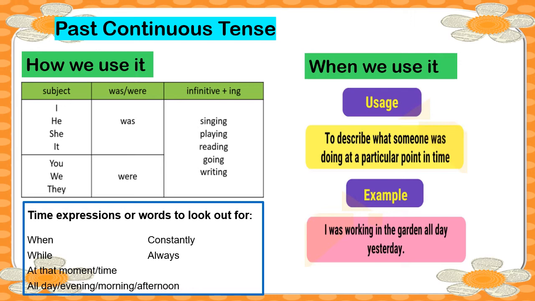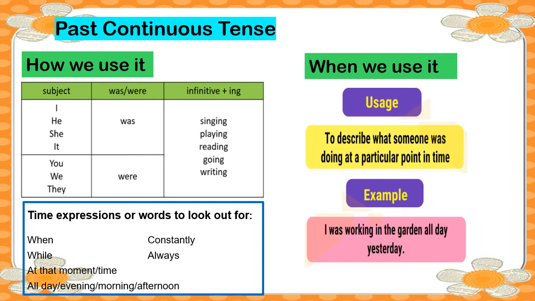Okay, words to look out for when you are using the past continuous tense, and it might give you an indication of the tense, are words like when, while, at that moment or at that time, all day, all evening, all morning, all afternoon, constantly, and always.